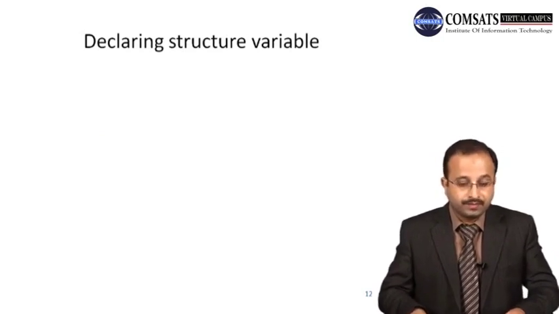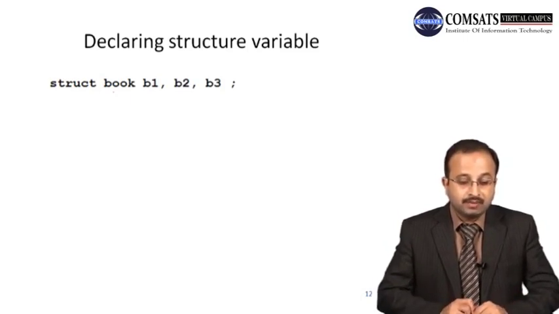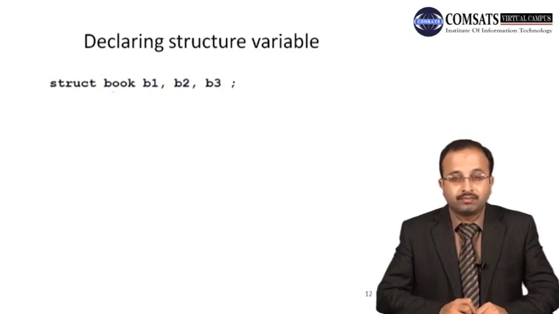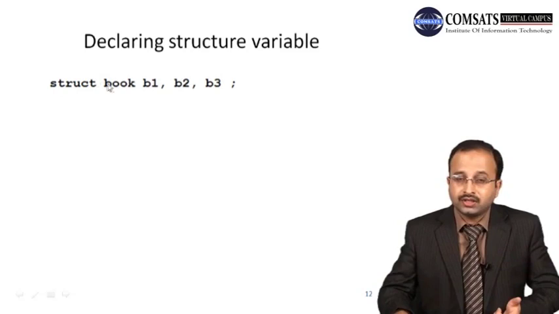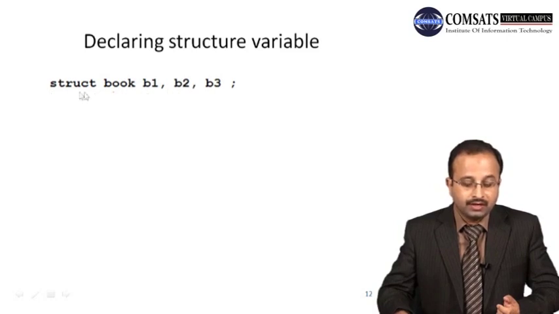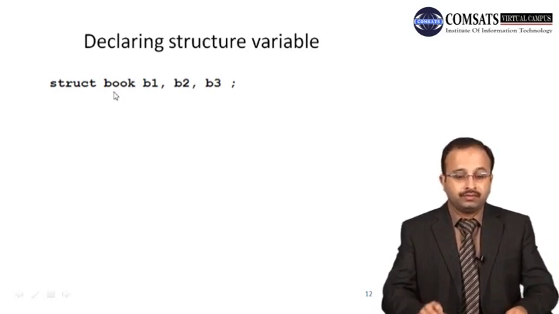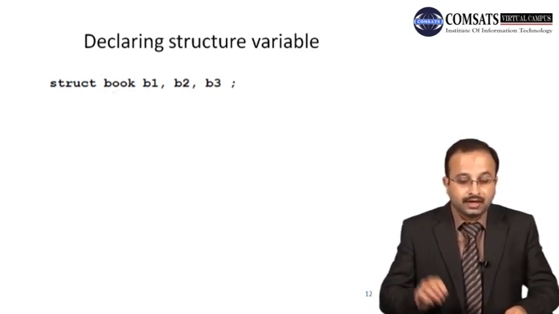Declaring structure variables. This is a statement, and after writing the definition of a structure, you can declare a variable. So ऐसे नहीं आप कर सकते कि आप definition बाद में लिखें और पहले declare कर दें. No, you cannot do so. Why? Because it's illogical. You have to first write what is struct book. That is, before this statement, you have to write struct book. What is a struct book? You have to provide the definition of struct book type.